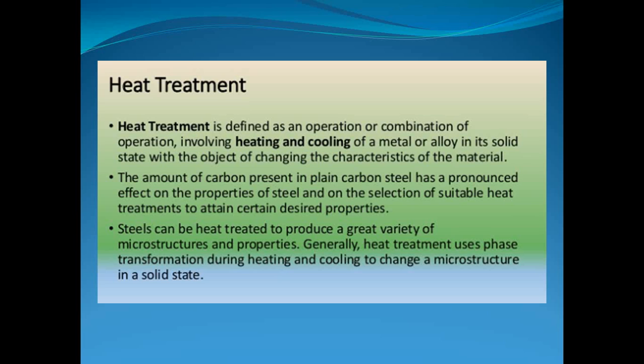Steels can be heat treated to produce a great variety of microstructures and properties. Generally, heat treatment uses phase transformation during heating and cooling to change the microstructure in a solid state. So when we give this kind of heat treatment, we change the microstructure of the material, so that we change the properties of the material. During the heat treatment process, the phase is transformed when we heat or cool the material, so the microstructure changes in a solid state.